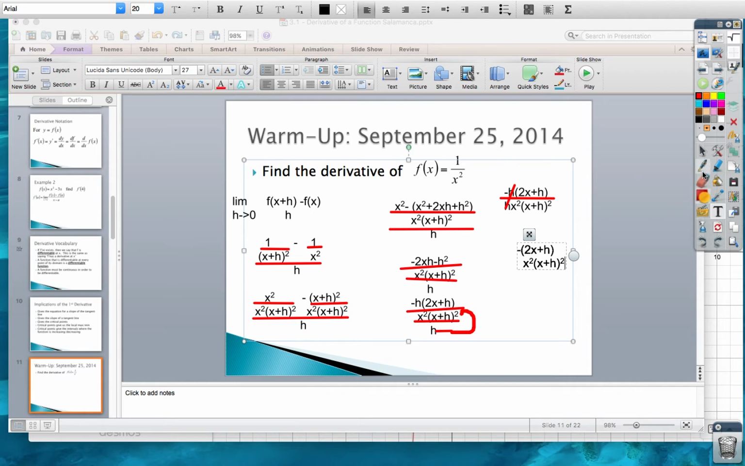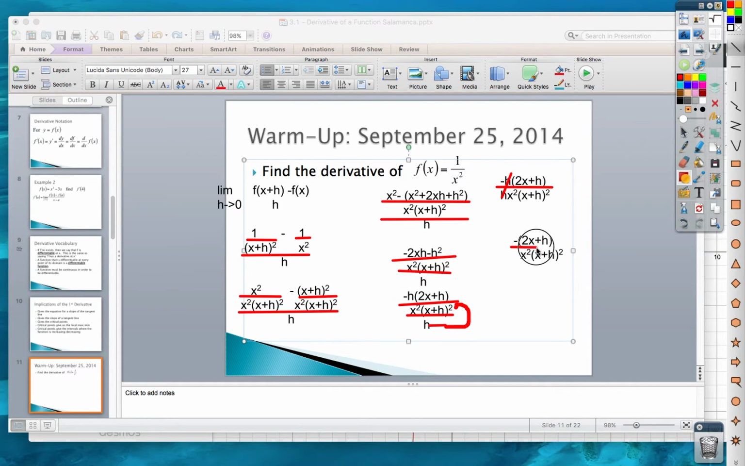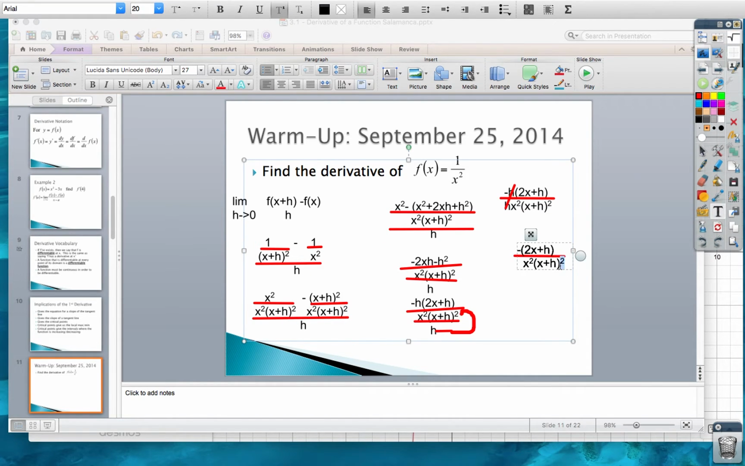Now, finally, if we substitute 0 in for h like we have been doing, we're going to be left with negative 2x divided by x squared times x squared. You'll notice here that the x on the numerator and the x on the denominator will cancel out, and your final answer should read negative 2 divided by x cubed.